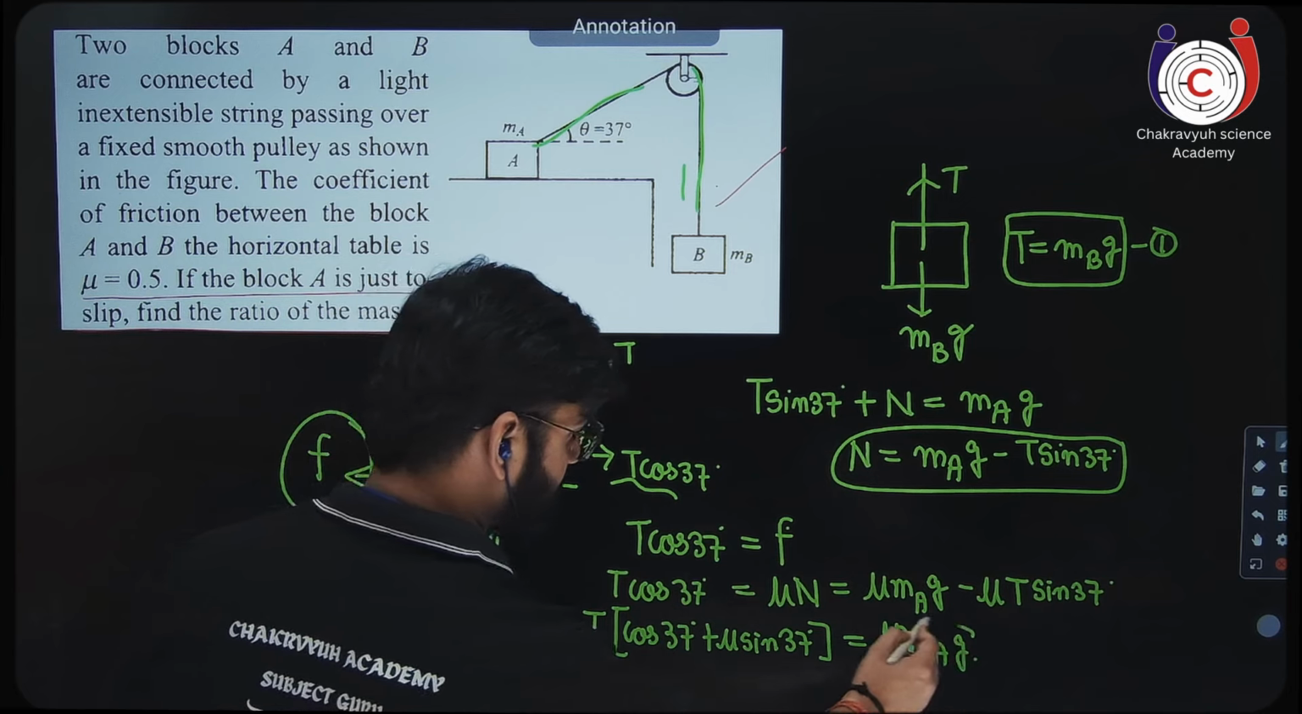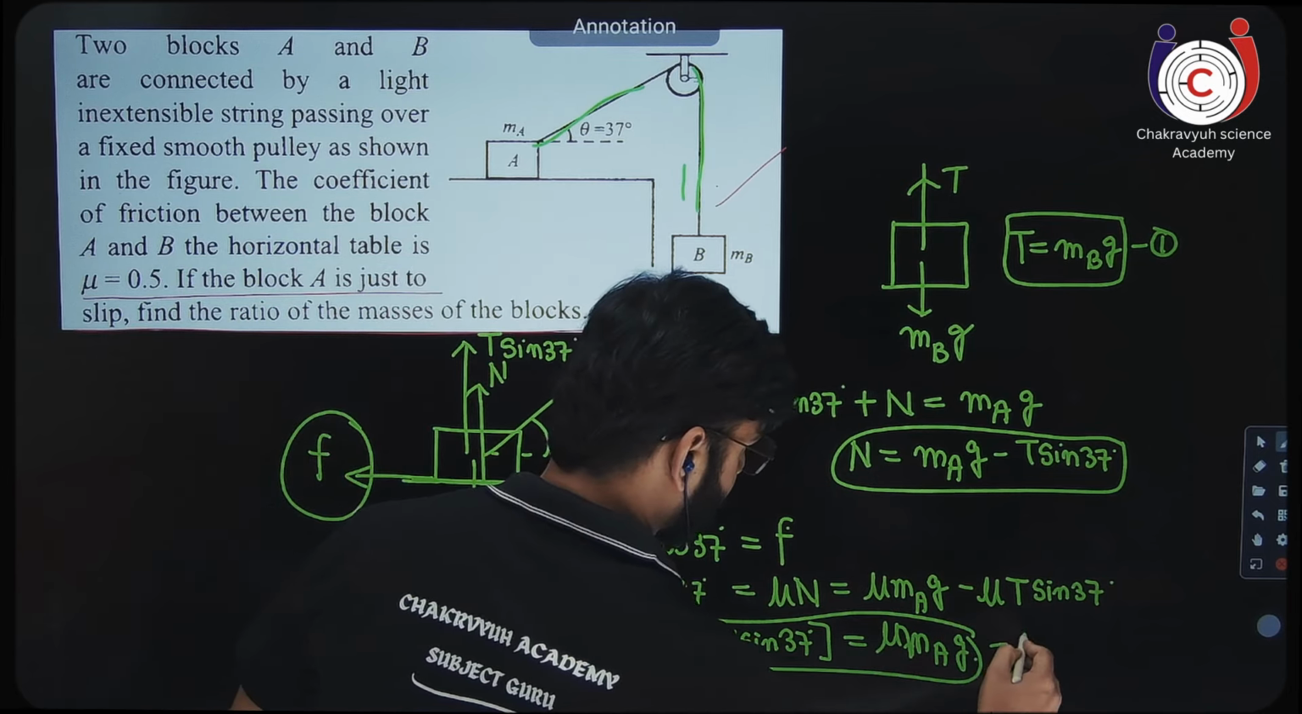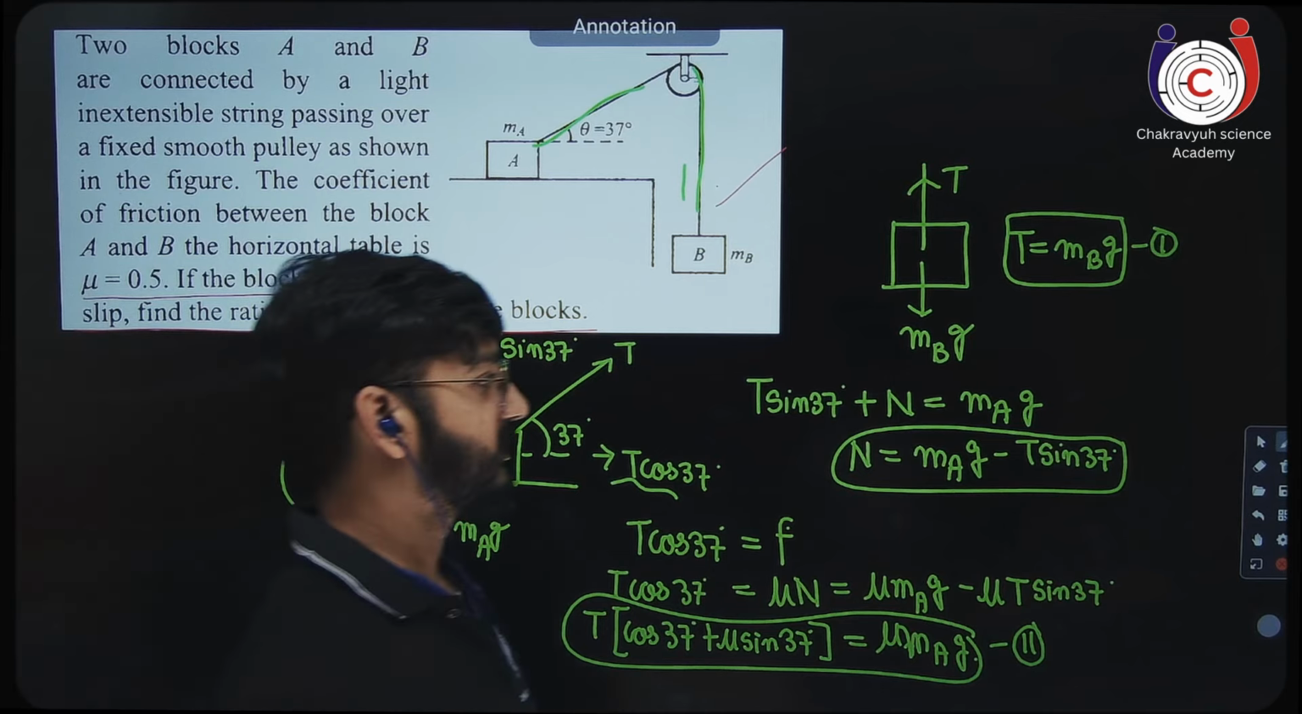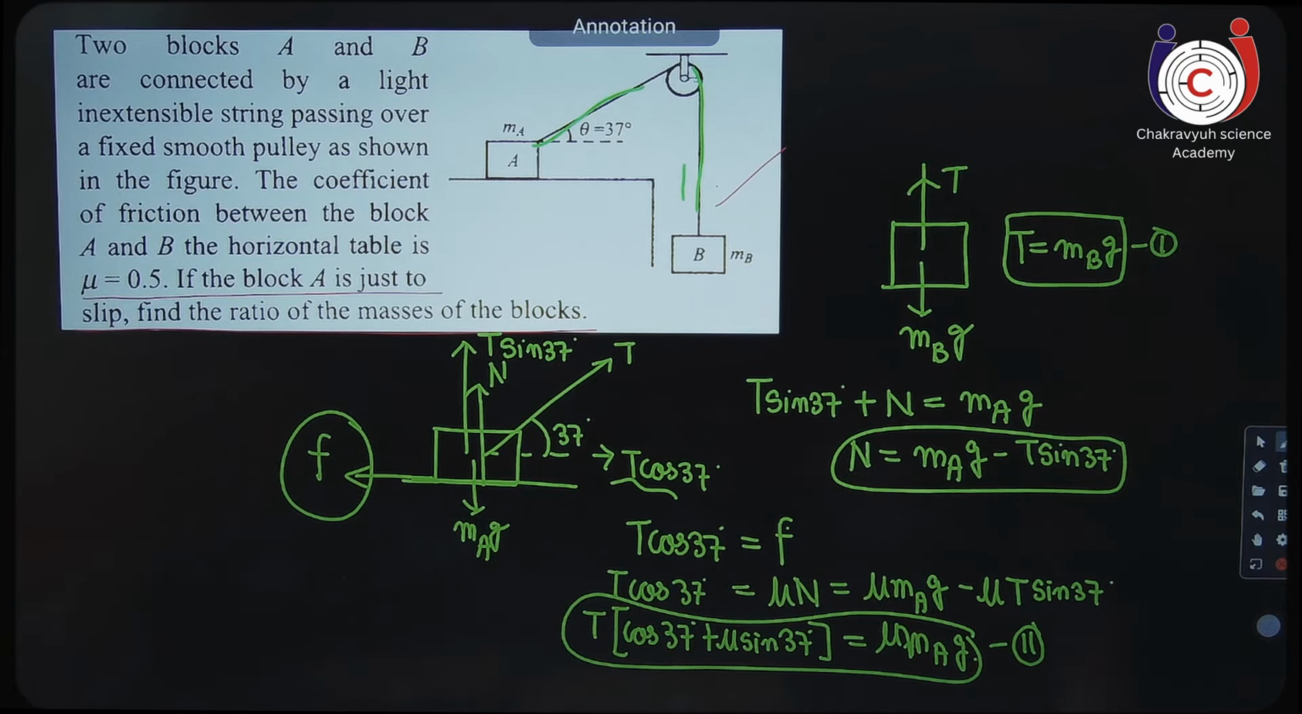So this is my second equation. So we have the first equation and the second equation. See, if any doubt is there, let me know. Check the steps. Are you guys clear why acceleration is taken as 0?